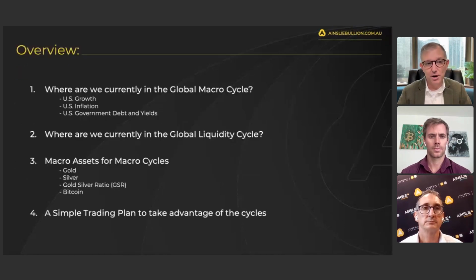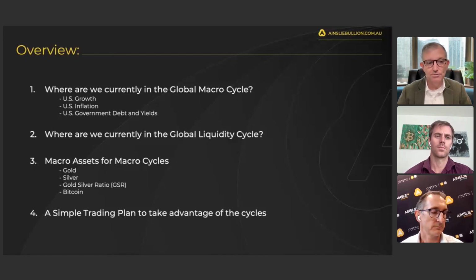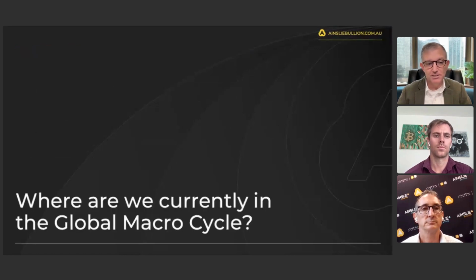All right, so a little bit of an overview of where we're heading today with this presentation. Firstly, we'll do what we did last time, look at that big picture. Where are we in the global macro cycle? Then we'll narrow into where we are in the global liquidity cycle, because obviously our belief, and we'll show why we believe this, is that the global liquidity cycle drives that big picture global macro cycle. Then we look at the assets specifically and where they fit in the picture, and we'll end up with a bit of a trading plan to show everyone what they can do to take advantage of this themselves. So that's the format for today.